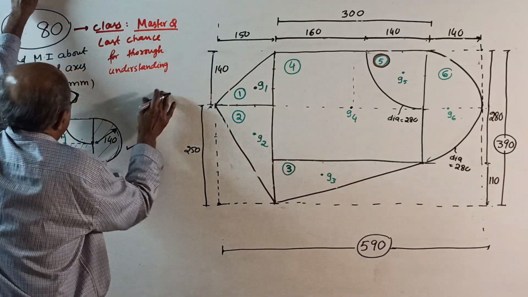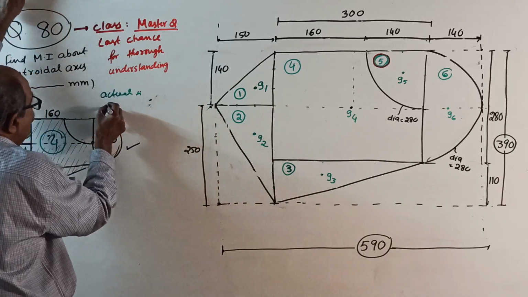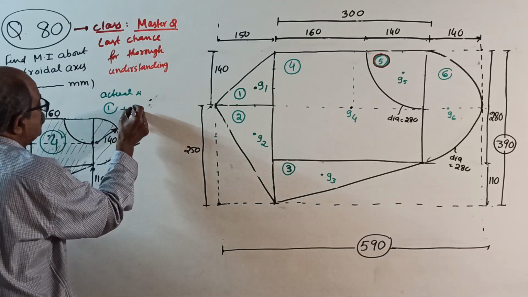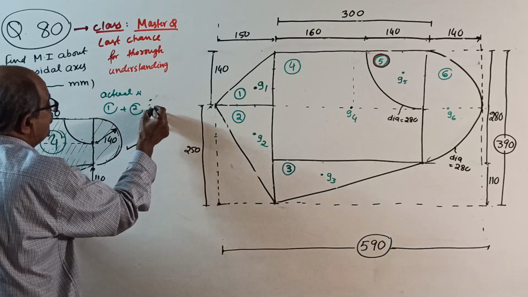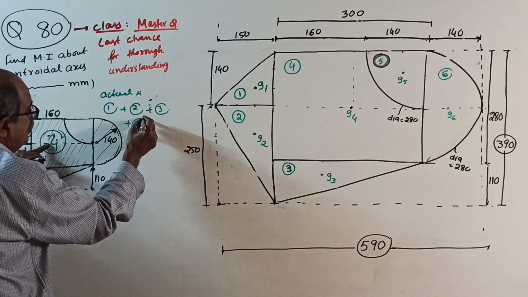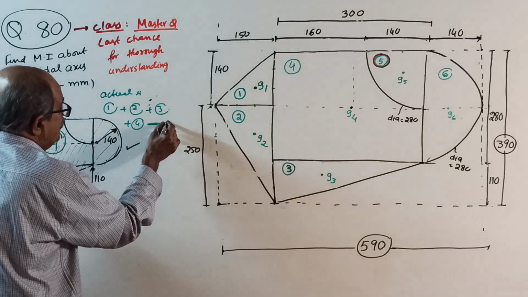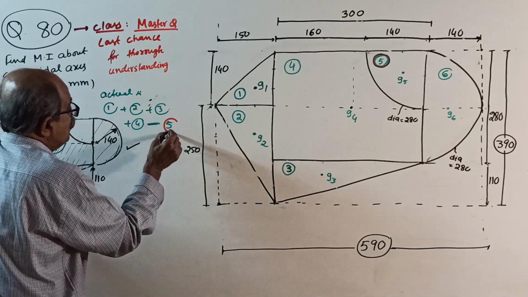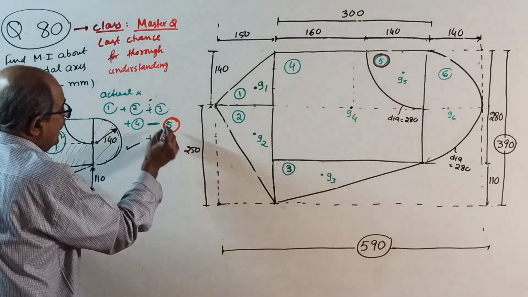Therefore, make a note. The actual is 1 plus 2 plus 3 plus 4, minus 5, dangerous, remember, minus 5, warning for you, plus 6 is the actual.